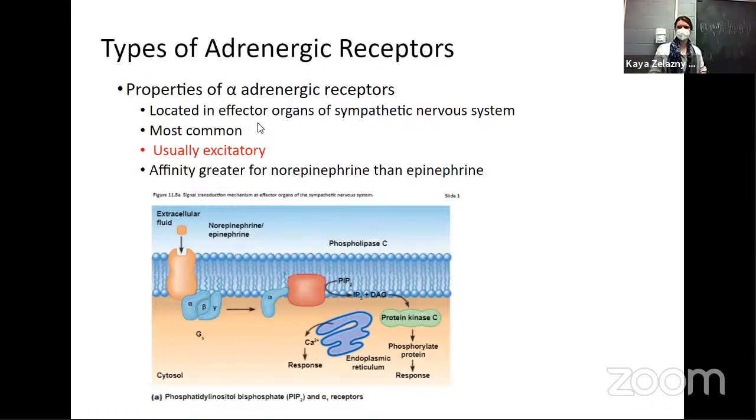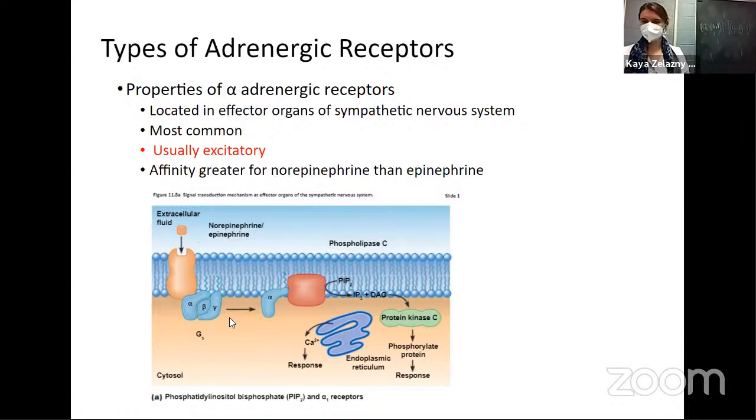So we're going to start with the alphas. The alpha adrenergic receptors, like all of our adrenergic receptors that we're thinking about, are going to be in effector organs for the sympathetic nervous system: cardiac muscle, smooth muscle, and glands. Alpha adrenergic receptors are the more common type of receptor for our sympathetic nervous system, and they're usually excitatory, meaning they're usually creating that depolarization in this effector organ cell. They have a greater affinity for norepinephrine than epinephrine.